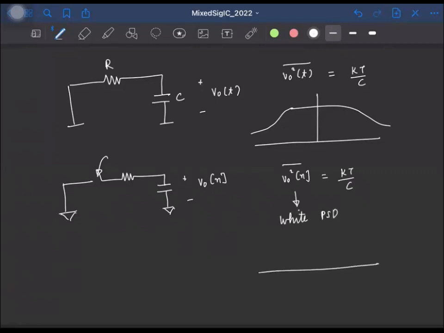Okay, so if you look at the discrete time power spectral density from minus pi to pi, or say from 0 to 2 pi, anything, it's going to be flat. Okay. So let's stop here and continue from the next class.